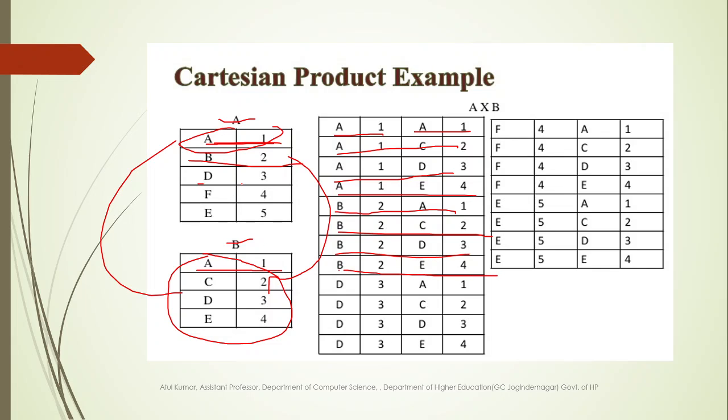Then we have the third row, which is also combined with all the rows of the second relation B: D3 A1, D3 C2, D3 D3 and D3 E4. Then we have F4. F4 is combined with the rows of the second, that is F4 A1, F4 C2, F4 D3, F4 E4. Then we have row E5, and E5 is also combined with all the rows of the second relation, called the Cartesian product.